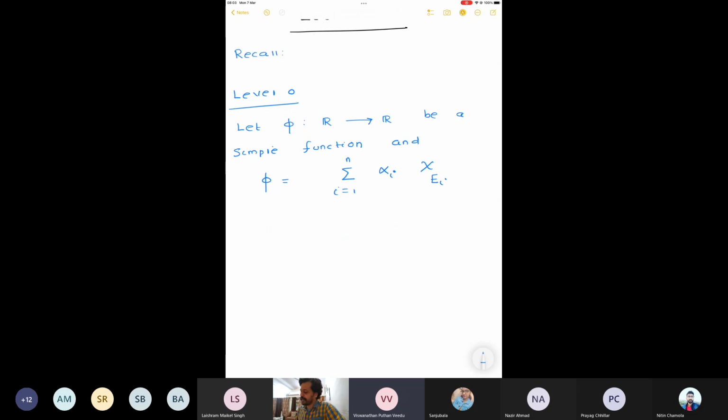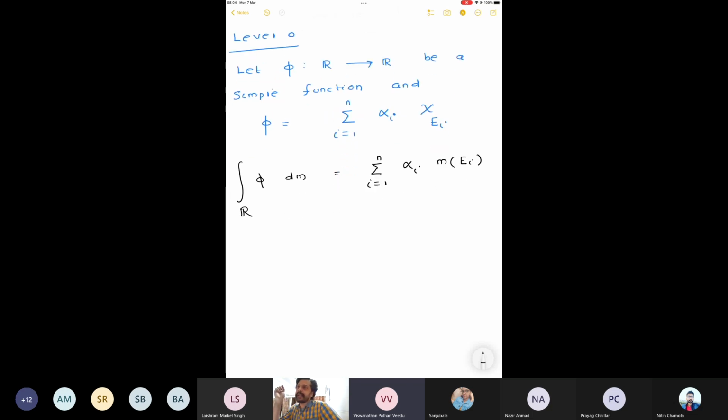Whatever be the way in which you are writing, we can define the integral of phi as the integral over R of phi dm. I am using dm in order to reveal that we are handling the Lebesgue integral, not the Riemann integral. It is equal to the summation i equal to 1 to n, the values taken by the function times the measure of the sets over which those values are taken.